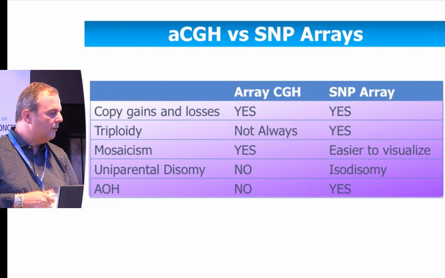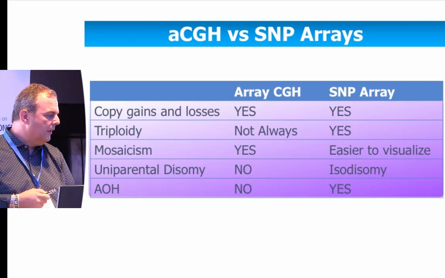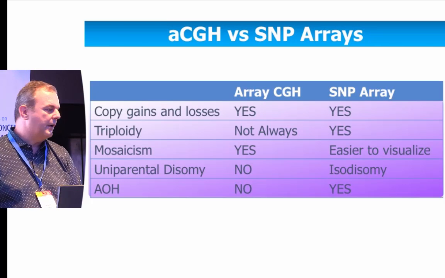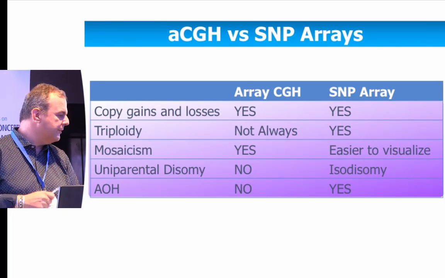And SNP array can also detect uniparental disomies, but only the isodisomies, not the heterodisomies. And absence of heterozygosity indicating consanguinity. This is not an issue, of course, if you use array CGH and not the SNP arrays.